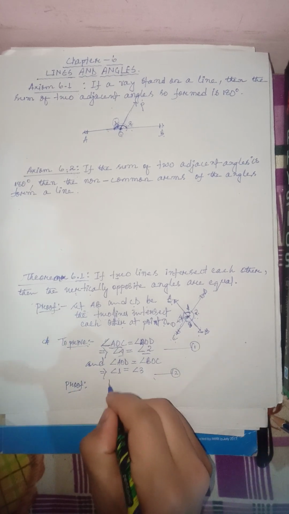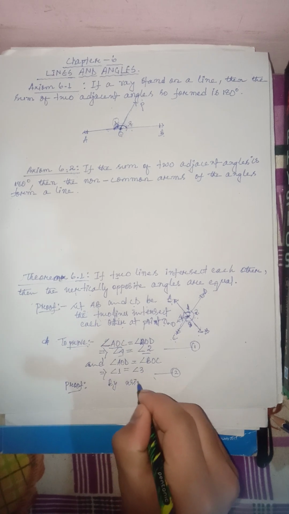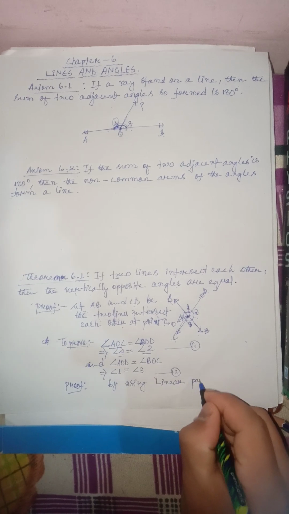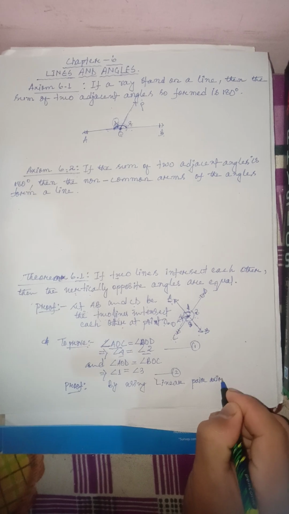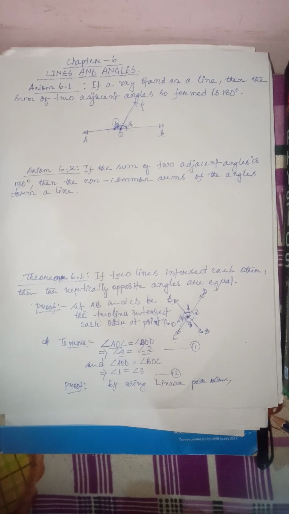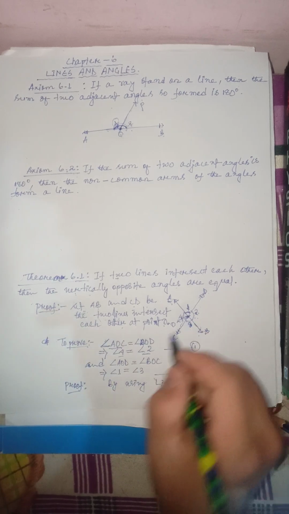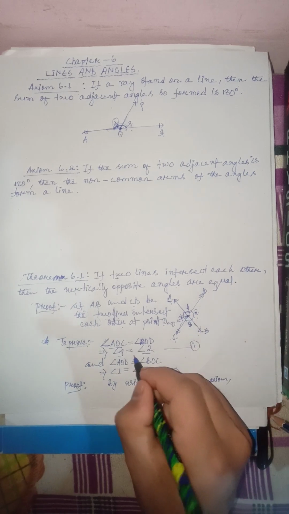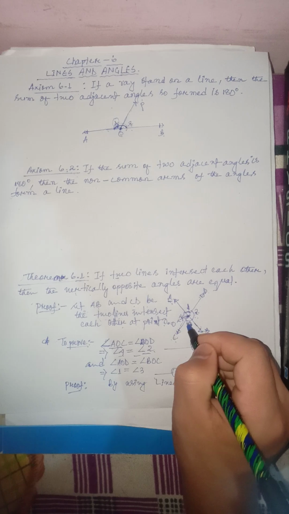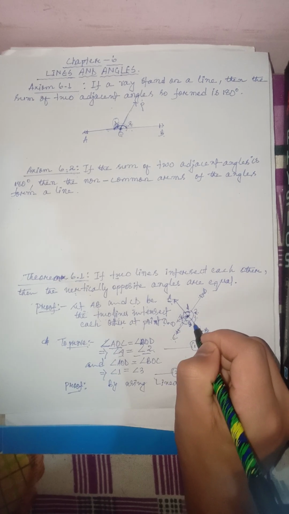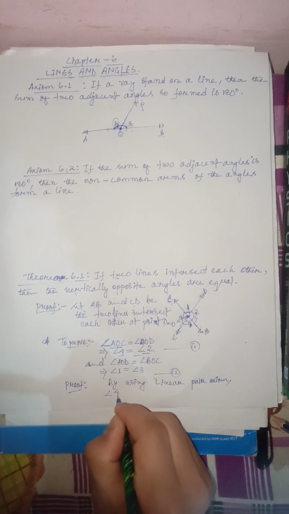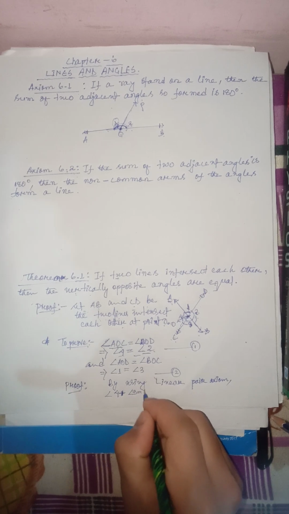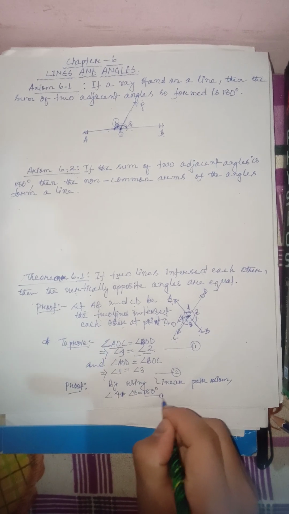Here, in both cases, first let us write by using the linear pair axiom. Using the linear pair axiom, we have to solve this. The first thing that we need to prove is 4 and 2. So in order to prove this, first let us take 4 and 3, and 2 and 3, right? Angle 4 plus angle 3 will give you 180 degrees, which is the linear pair axiom.